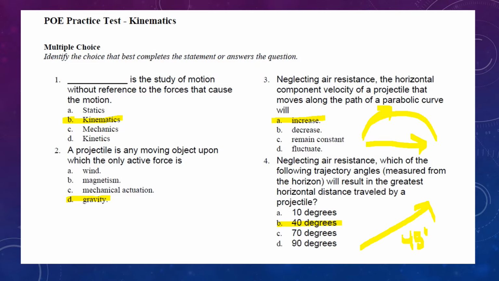If you have a 90-degree angle, your projectile is just going to go straight up and straight down. 10-degree angle, it's going to be real low. 70-degree angle, a lot of people will try to pick this, but it's actually going to come down more in a straight line, whereas if you have a 45-degree angle, it's going to have more of an elongated curve.